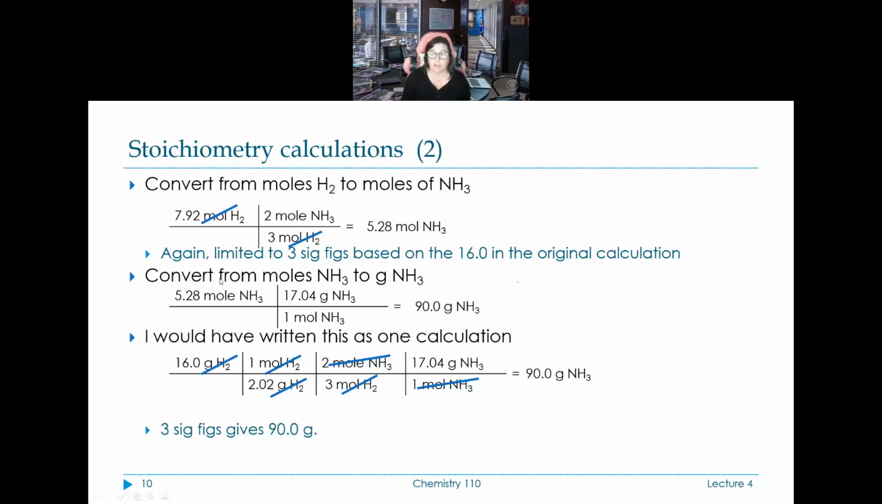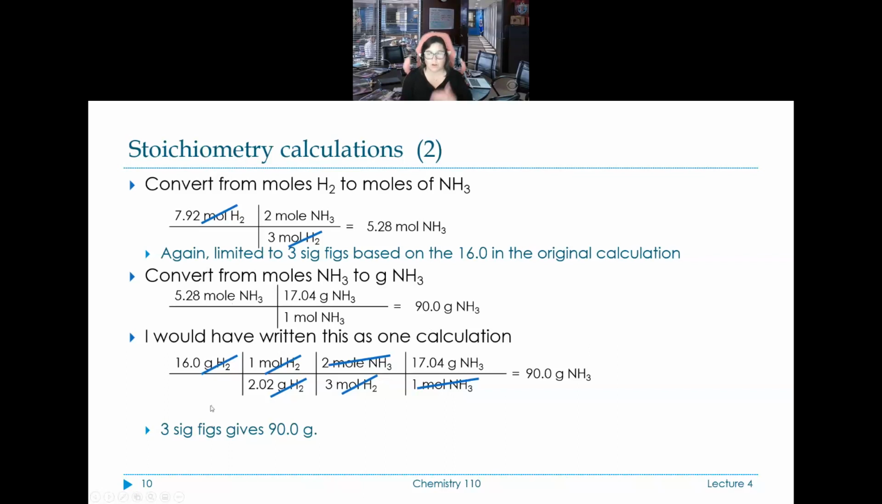From there, we have to convert from moles of NH3 to grams of NH3. 5.28 moles of NH3, there's 17.04 grams of NH3 per mole. Okay, awesome. That gives me 90.0 grams of NH3. Woohoo! Now, I could have written this all as one calculation, and this is typically how I set things up.